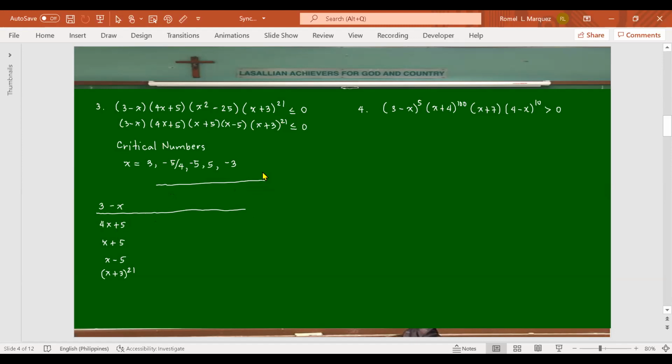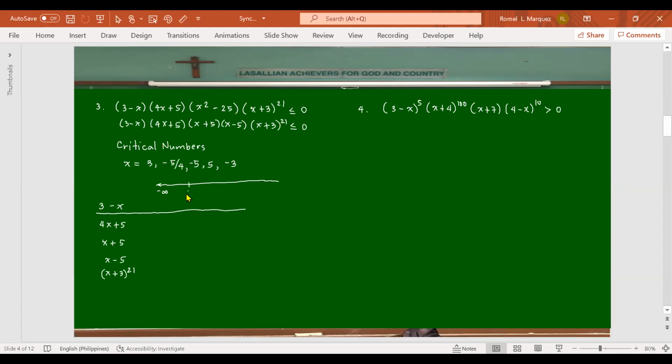Sir, you said the 21 is just like 1. Why did you say that? You can treat it like exponent 1, so you do not have to worry about that exponent. If the exponent is even, everything is positive in any interval, because when you raise that binomial to an even power, it is never negative. Is that clear?